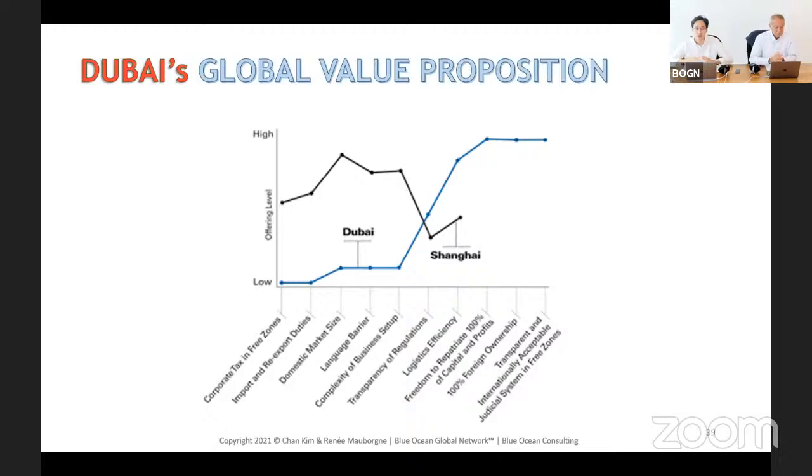And then, of course, with other things like corporate tax rates and import and re-export duties, Dubai has made sure that they offered a very low regime for these types of tax liabilities for corporates. So very different from how Shanghai positioned themselves globally. And you can see the performance of this strategy in terms of how many foreign direct investments it has managed to attract over the years.